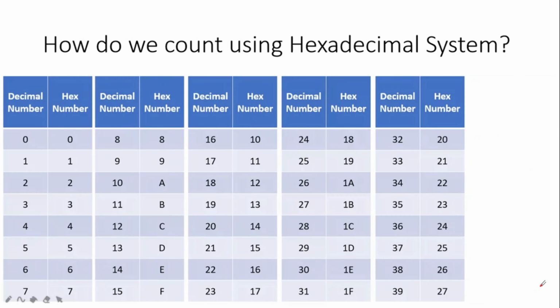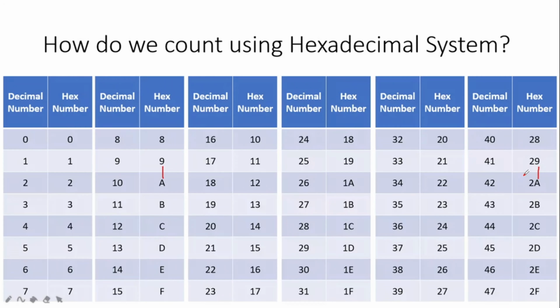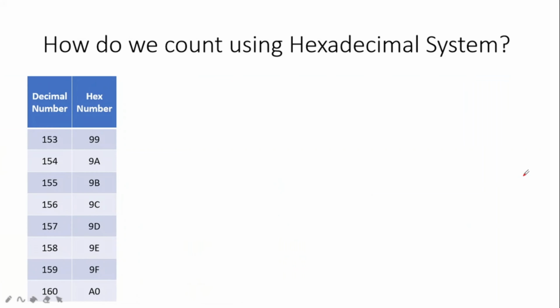Now how to find out what comes after 2F? F is at the 0th position. So first find out what comes after F. 10. So 0 is written here, and 1 is carried forward for the next number. Now this 2 has a carry. So what comes after 2? 3. So 30 is the next count after 2F in the hexadecimal system. And this goes on like this.